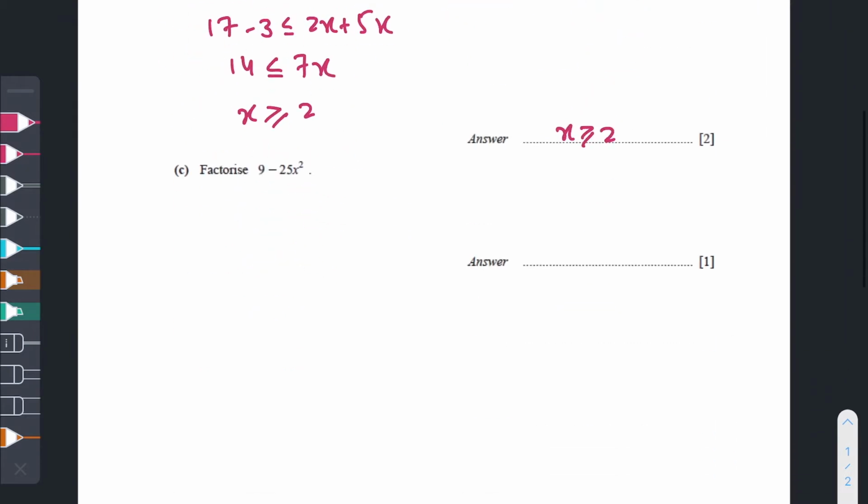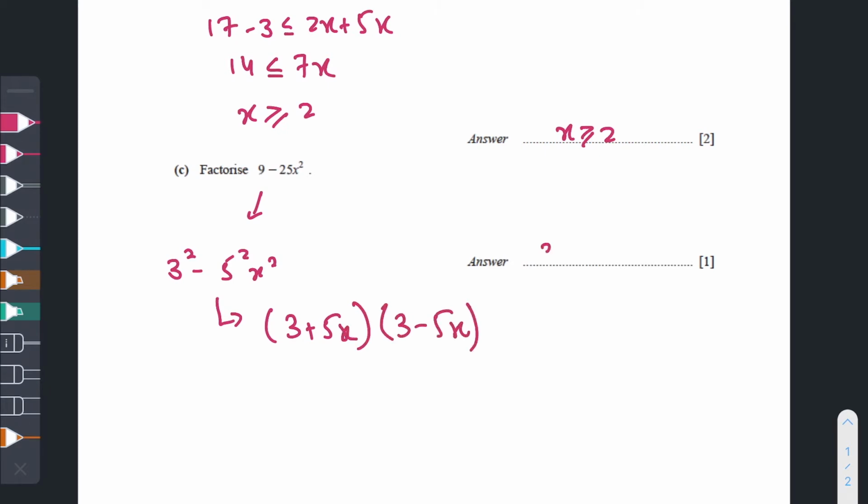The next part says factorize 9 minus 25x squared. The first thing that you do is convert all these numbers into perfect squares. This becomes 3 squared minus 5 squared x squared. Then on this you apply the identity, which gives 3 plus 5x and 3 minus 5x. This is your answer. 3 plus 5x and 3 minus 5x.